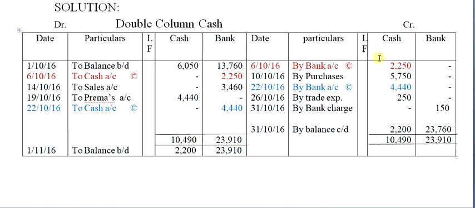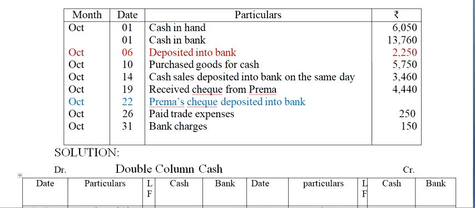Purchased goods for cash means what happens? Our cash balance reduces on 10th October 2016 by purchases 5750. Moving on to the next point, October 14th, cash sales deposited into bank on the same day 3460.